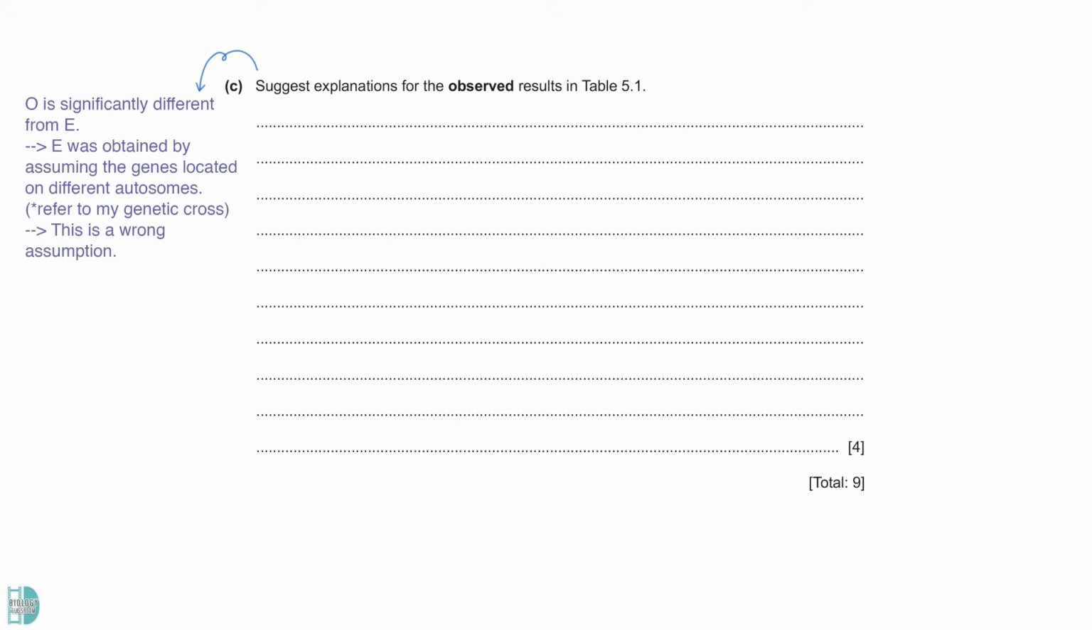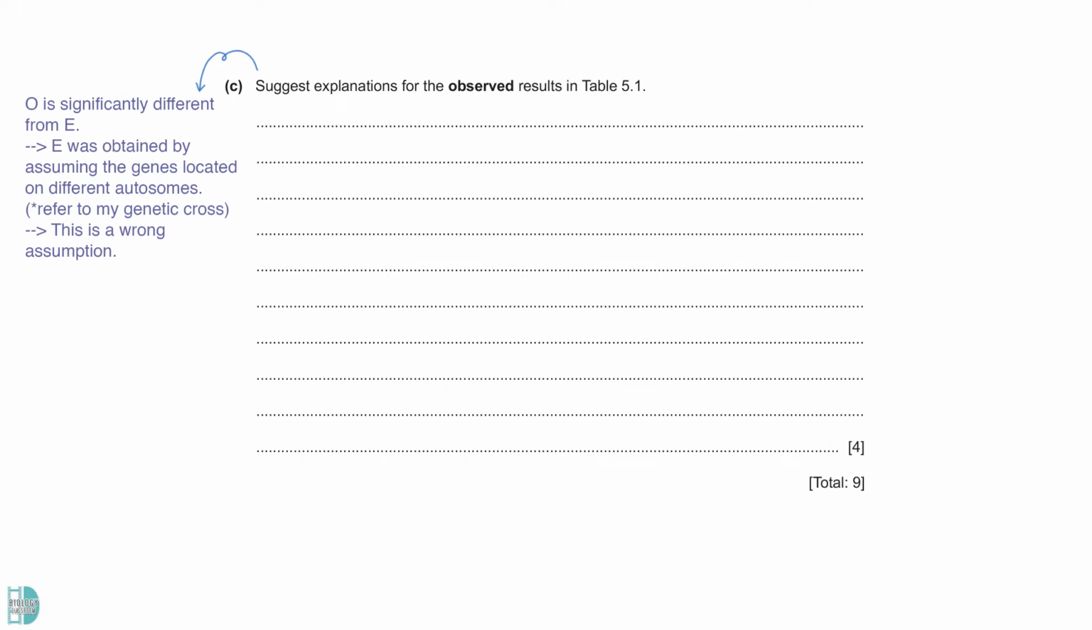C. Suggest explanations for the observed results in Table 5.1. In the previous question, we found out that the observed result is significantly different from the expected value. We obtain the expected values by assuming the genes are located on different autosomes. This means we are wrong about this assumption.